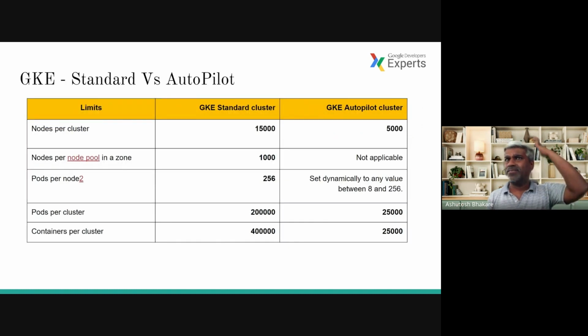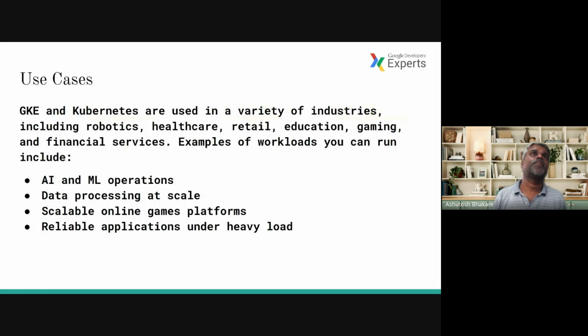There is a catch here. If you see the capacity of Standard and Autopilot, the capacity of Standard is 15,000 nodes, and you can run around 4 lakh containers per cluster, right? Whereas in Autopilot, you can run 25,000 containers, right? But yeah, I think 5,000 nodes is also a good number of nodes that we can have, right? So yeah, that's the quick comparison between Standard and Autopilot.